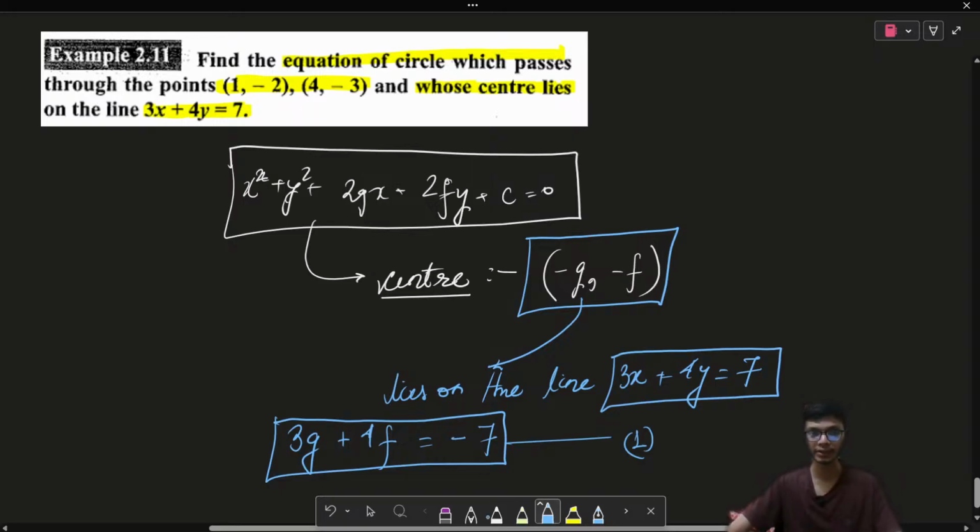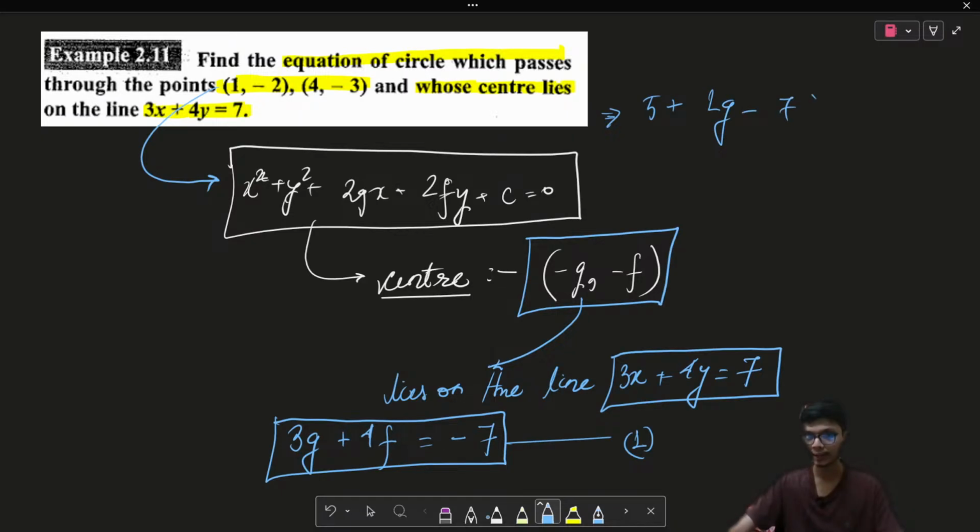Similarly, the other two equations can be easily formulated by placing the points 1 comma minus 2 and 4 comma minus 3, right? From there I will obtain two more equations. They are as follows: 5 plus 2g minus 7f plus c equals 0. This is another equation, so let us call this equation number 2. Another equation will be 25 plus 8g minus 6f plus c is equal to 0. This is my third equation.